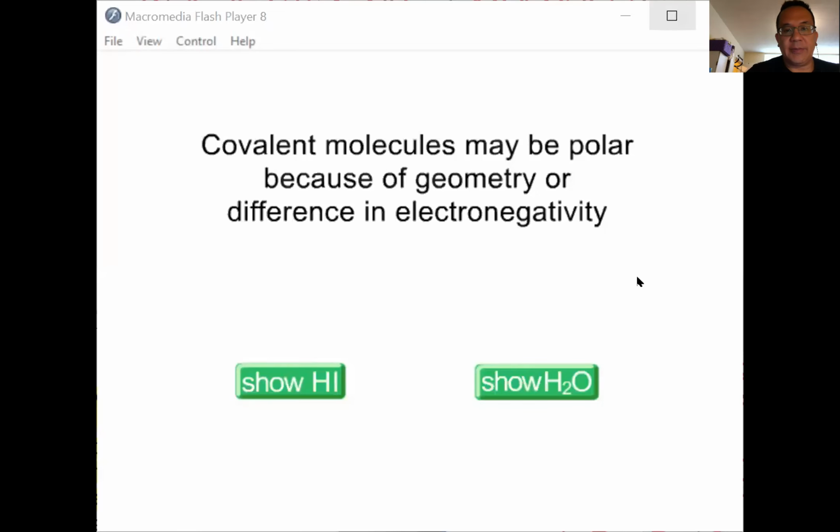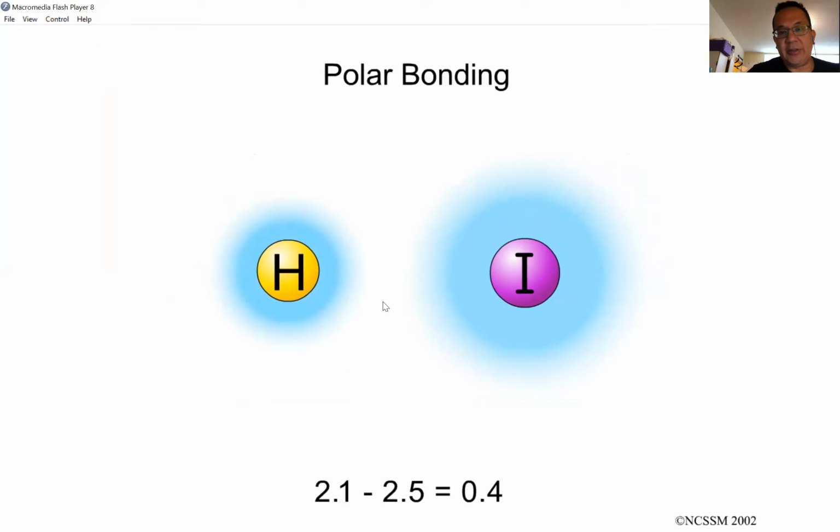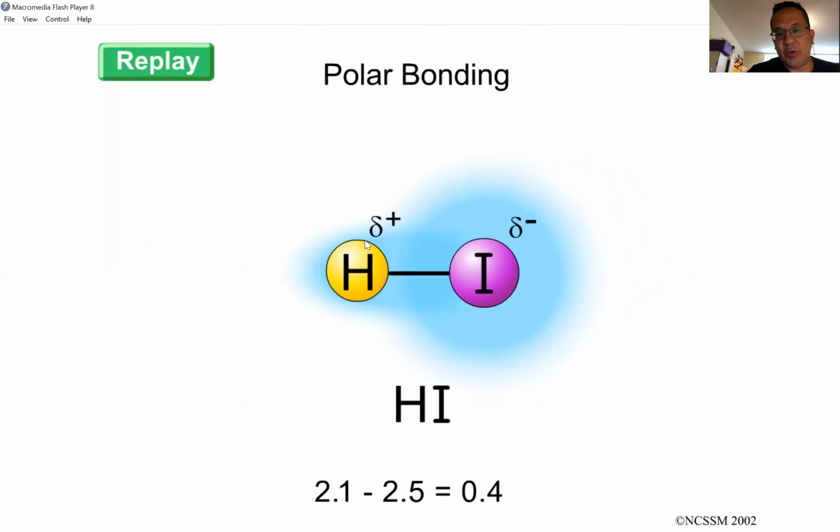Let's say we talk about polar bonding. Hydrogen and iodine have different electronegativities. So when they share, the majority of the electrons are closer to the iodine. That's why we have the partial negative. Hydrogen seems to have lost its electrons, so it's partially positive. This is what we call a dipole, because there are two poles to it.